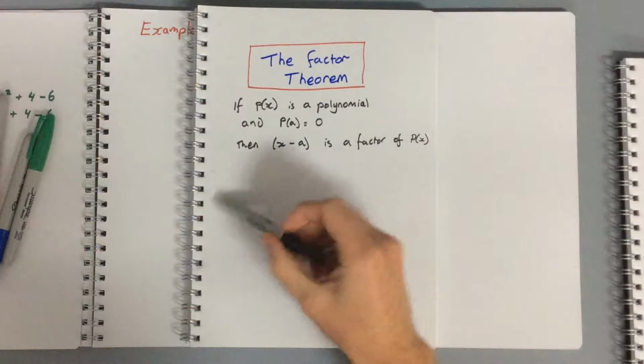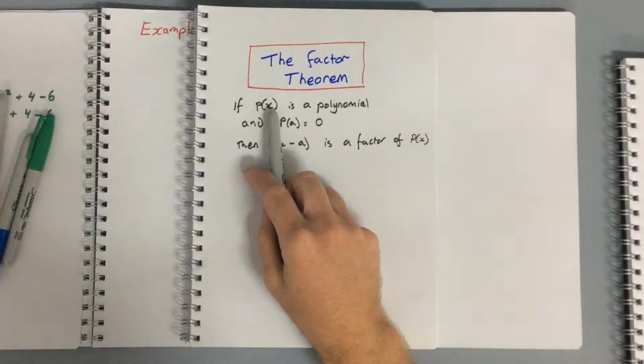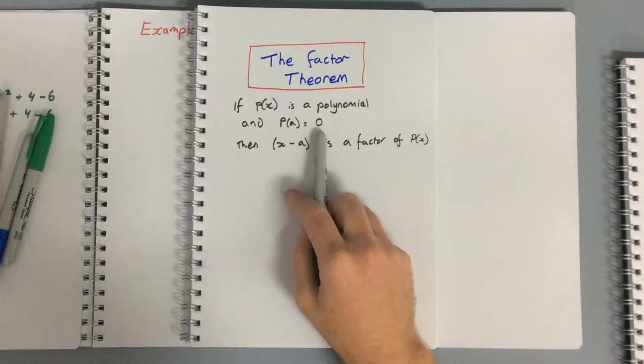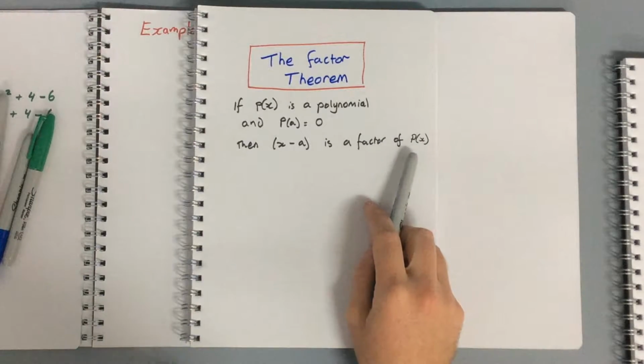So almost we're saying that if we put some number into p of x and we find that it's 0, then that number there is actually a factor of the polynomial. Let's have a look.